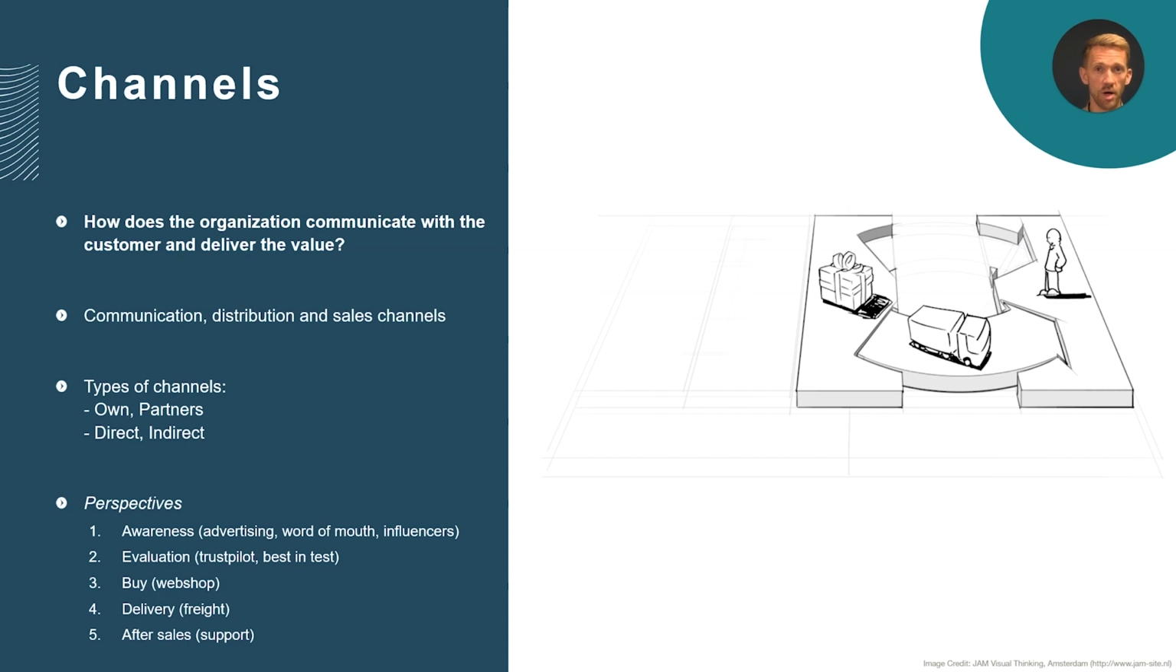Examples could be the Trustpilot platform, where people can rate different companies and different products. We also see a lot of tests and best in test, buy the best television, the best phone, the best car, whatever. So once the customer is aware of your product, they have evaluated and validated, they want to buy it, you need to make sure that they can buy it. So this could be via web shops, physical stores, different ways of getting the buy done.